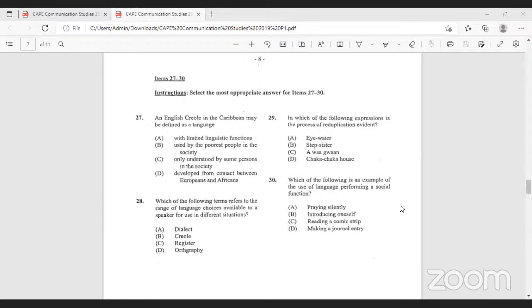So 28 is C. 29, in which of the following expressions is the process of reduplication evident? I water, stepsister, wagwan, or chaka chaka house. Everybody should know that one. 29 is D, as in dog. Right? 30, which of the following is an example of the use of language performing a social function? Praying silently, introducing oneself, reading a comic strip, or making a journal entry. Social function of language. B. Yeah, the answer is B, right? Introducing oneself. And so we're finished with the module.